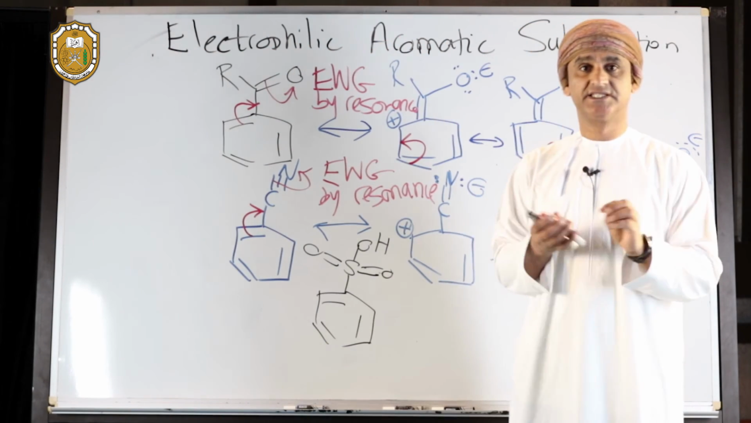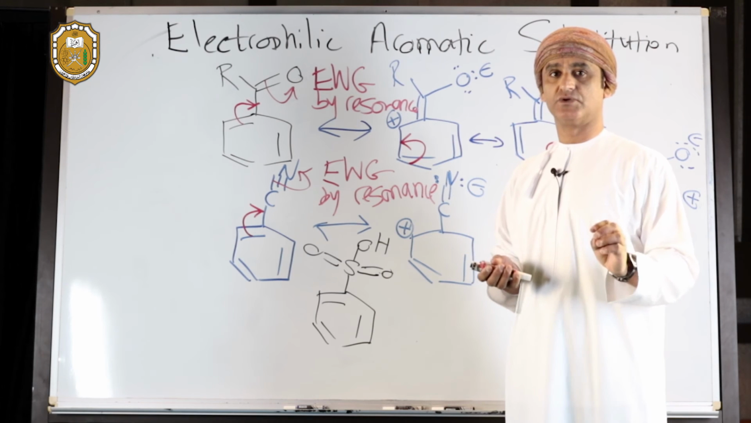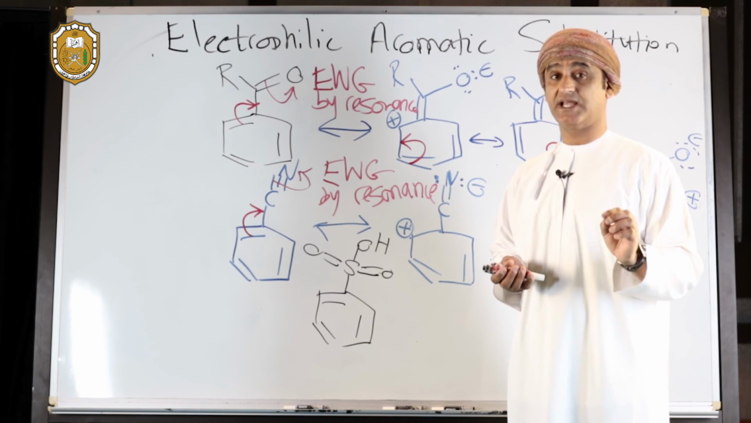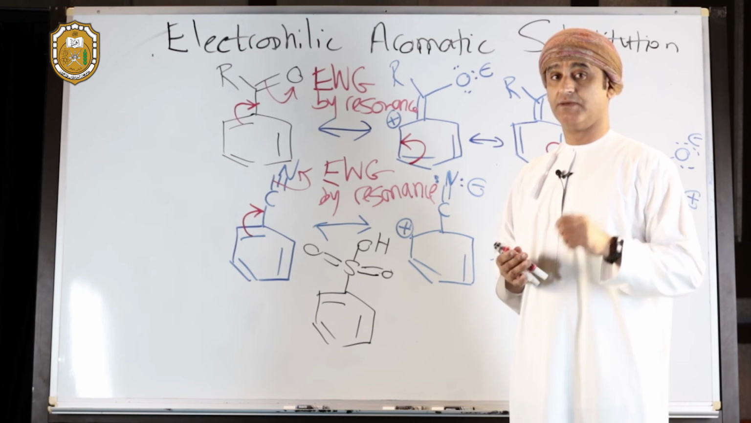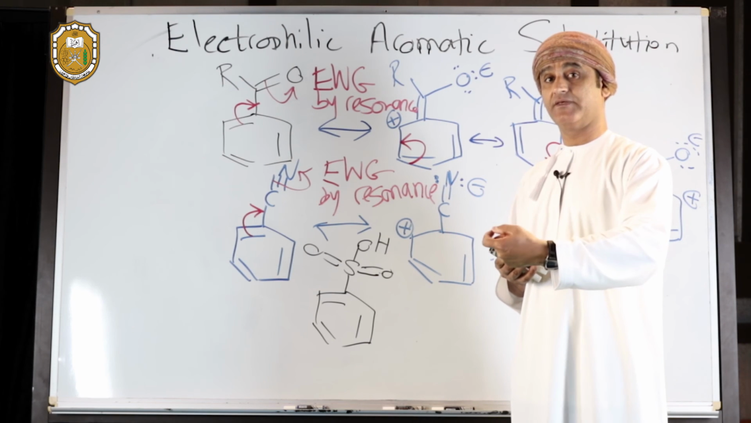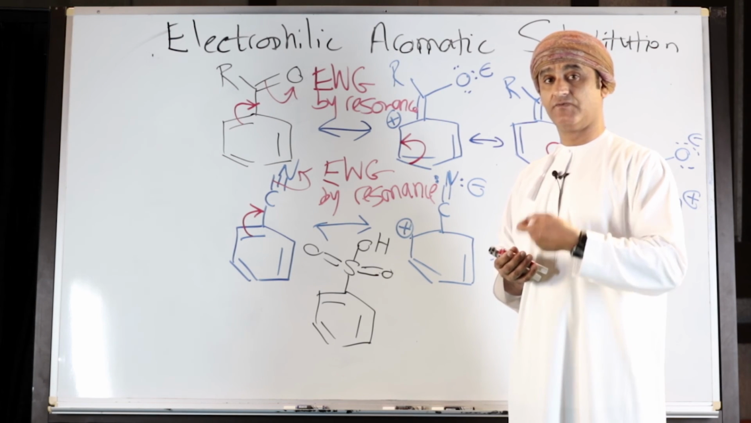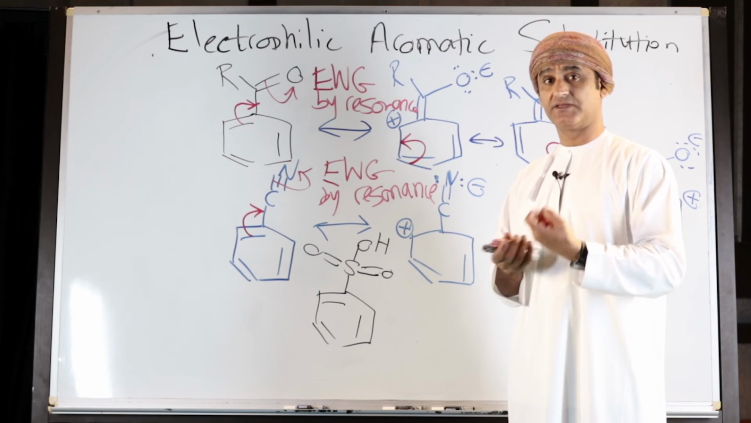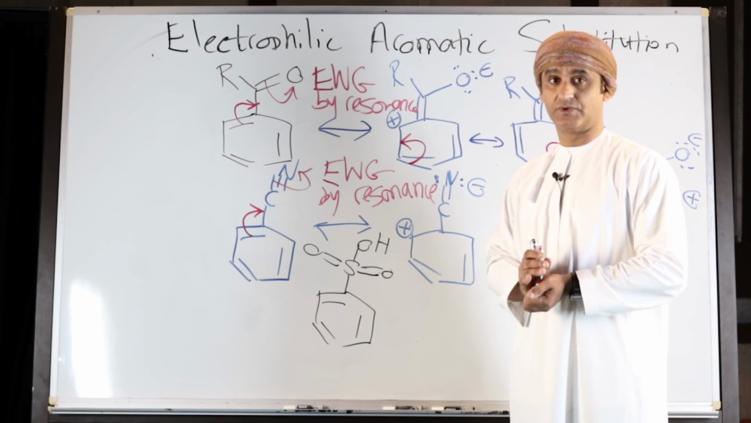So again, in summary of this, an electron withdrawing group by resonance must have a multiple bond between an atom and another atom which is more electronegative, for that heteroatom to be like the driving force behind the resonance withdrawal.